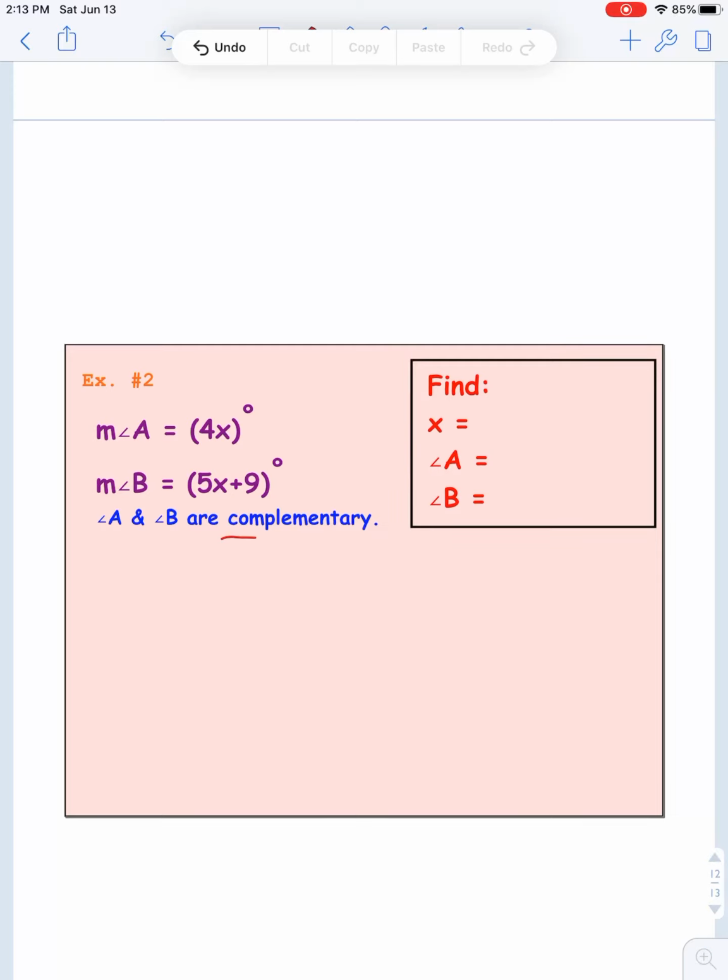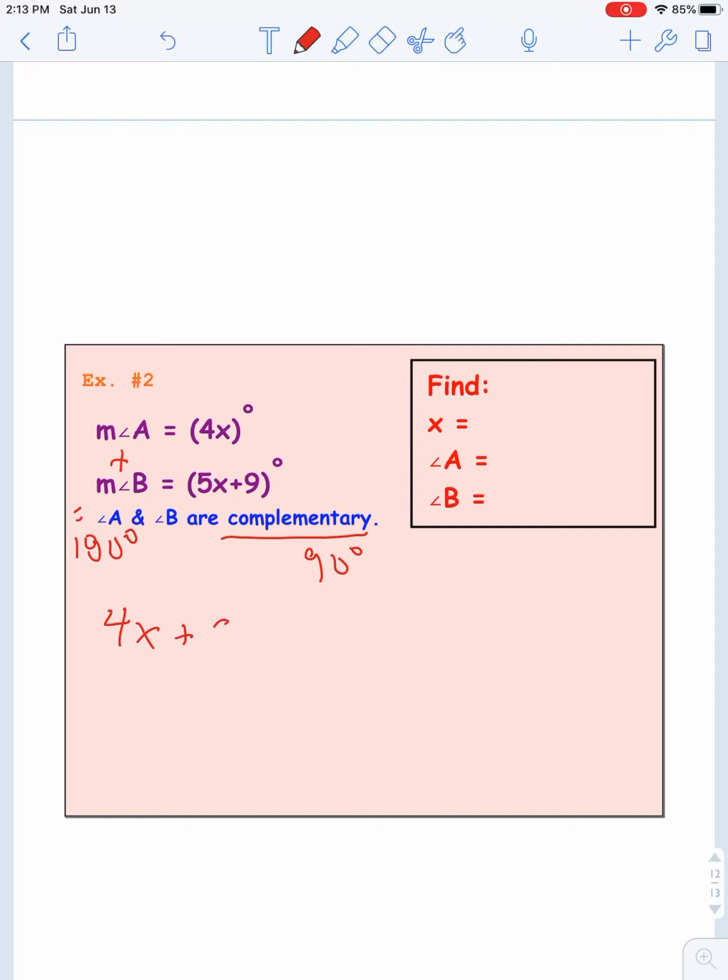So now let's see what we have on the next one. We have the word that these angles are complementary. Complementary means they add up to 90 degrees. Supplementary is 180. So I know that the measure of angle A plus the measure of angle B has to equal 90 degrees. So my equation would be 4x plus 5x plus 9 has to equal 90 degrees. So again, we continue solving for x, and we get x equals 9.